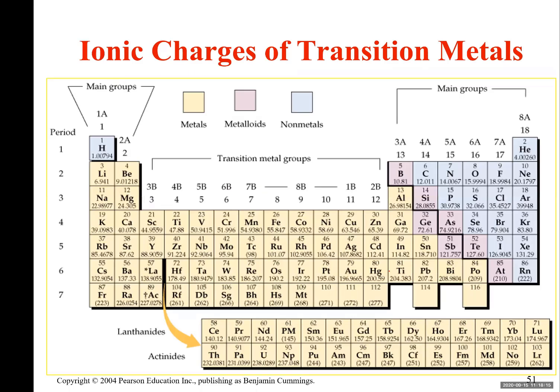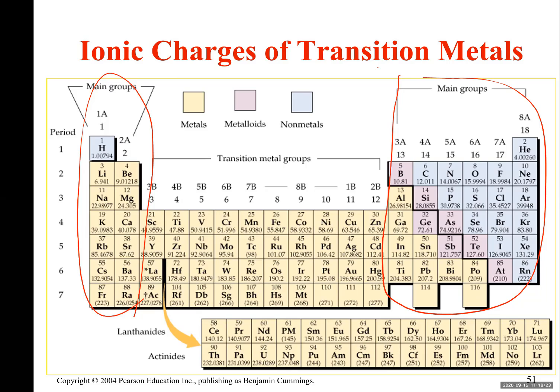So this is the periodic table. What are main group metals? These are main group elements, and non-metals are here. What about these ones? Those are transition metals. These are inner transition metals. They do not follow the same rule.